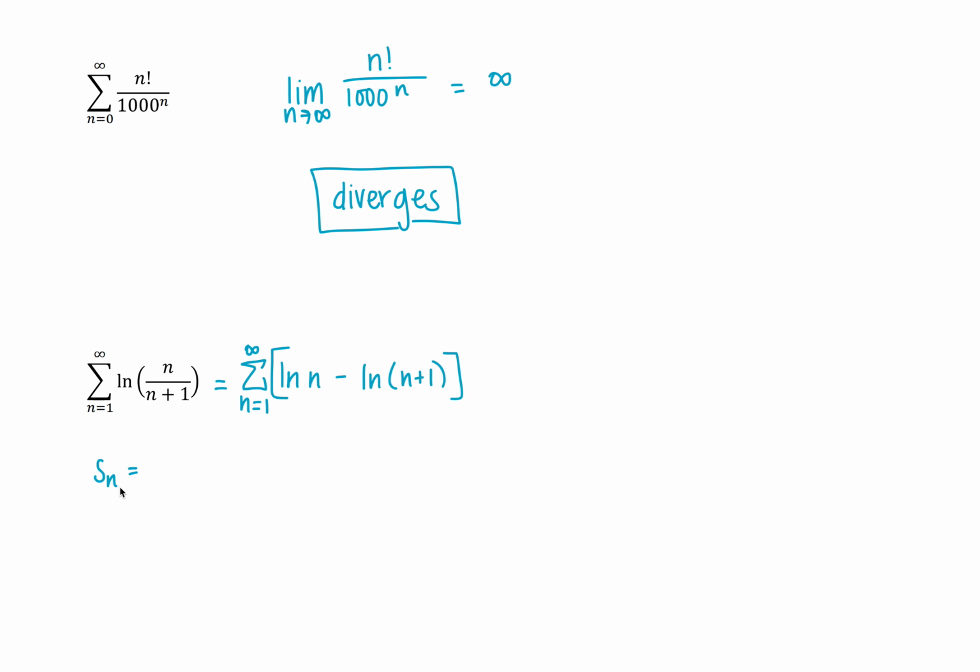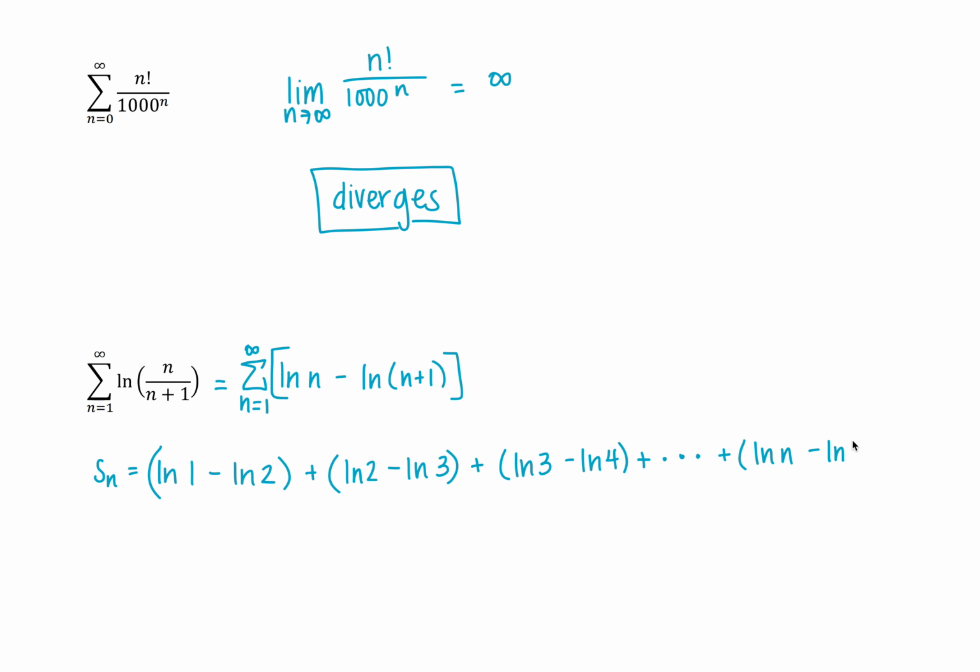So for my nth partial sum, I'm going to start from n is 1 and go up to n equals n. So we have the natural log of 1 minus the natural log of 2, plus, now my n value is 2, the natural log of 2 minus the natural log of 3. Then moving on, the natural log of 3 minus the natural log of 4. And hopefully you're starting to see what's happening here. And we'll just continue this down to the natural log of n minus the natural log of n plus 1.